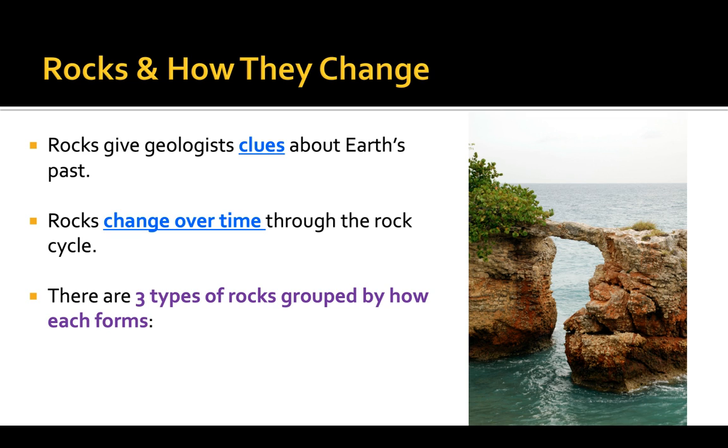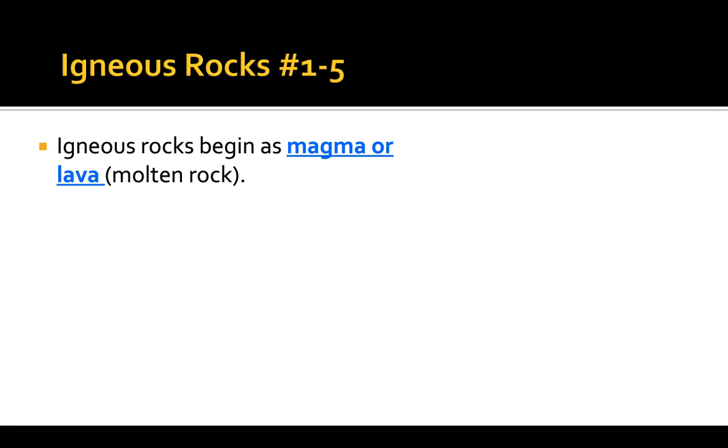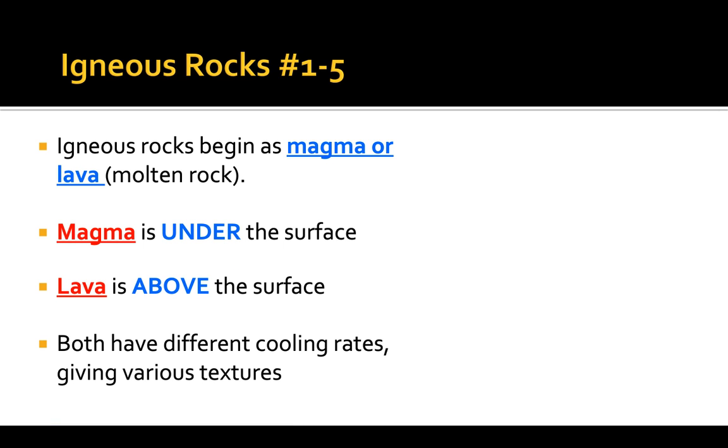And we have three major groups of rocks, and we classify rocks based on how they form. So we have igneous rocks, sedimentary rocks, and metamorphic rocks. Hopefully this is sounding like a review to you. Igneous rocks are going to begin as either magma or lava. So they've melted, they're molten in some way. Remember that magma is under Earth's surface, while lava is the same stuff but on top of Earth's surface.